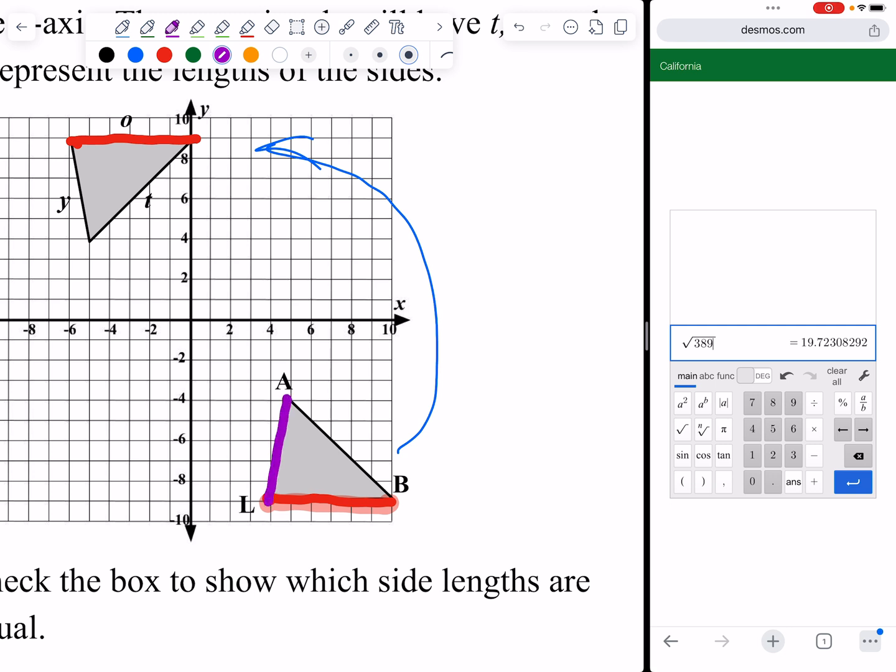So AL, if you notice, it's a very skinny right triangle. Remember if you did the other videos? So if you can't see what I'm talking about, to get AL, I did this. It's kind of like our slope triangles, right? So if you look at it, AL kind of looks the same as Y. So AL goes with Y, which means that T goes with AB.